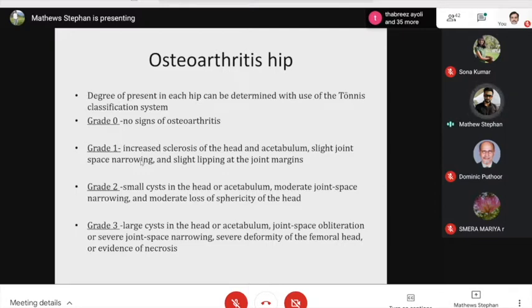In grade 2, a small cyst in the head or acetabulum, moderate joint space narrowing and moderate loss of sphericity of the head will be there. And in grade 3, a large cyst in the head or acetabulum, joint space obliteration and severe joint space narrowing, and severe deformity of the femoral head or evidence of necrosis will be there.